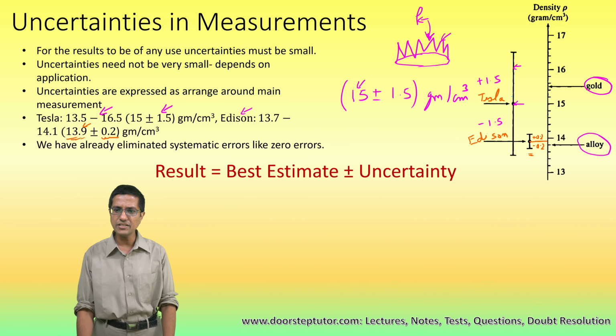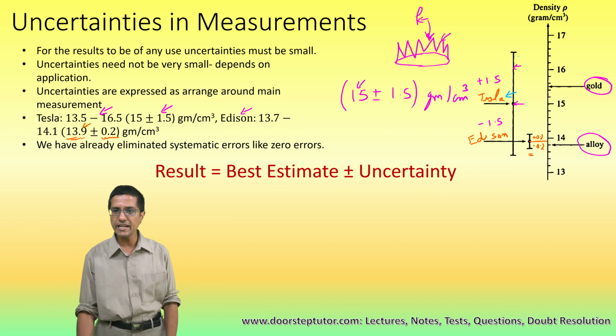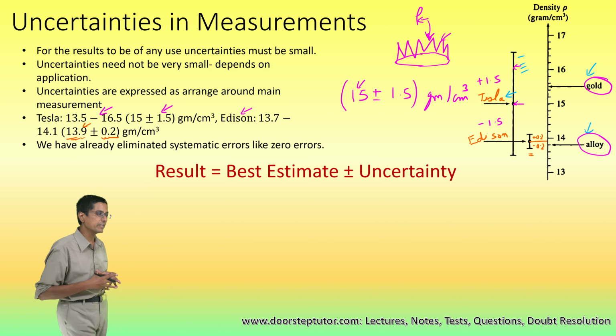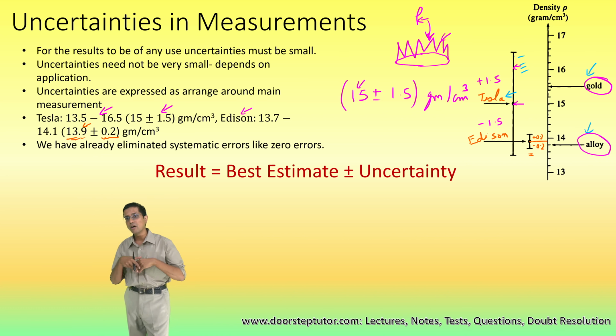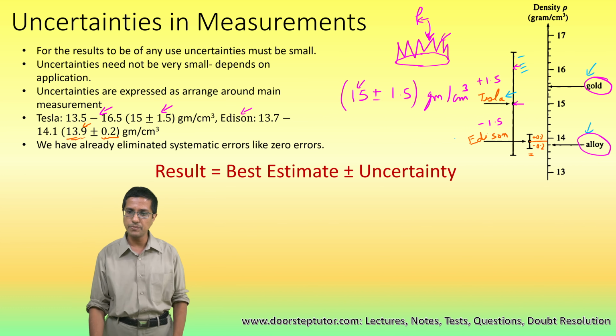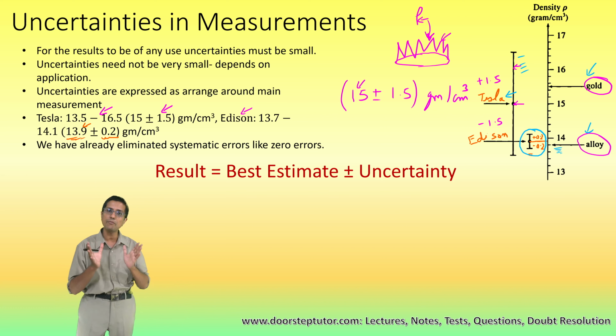that Tesla's measurement is not actually very useful, unfortunately, because his range of measurements covers both the density of gold as well as the density of alloy. So based on Tesla's measurement, we really cannot conclude whether the crown is made up of gold or alloy. On the other hand, Edison's measurement is good for our purposes because using this range of measurement, we can safely conclude that the crown is only made up of alloy.